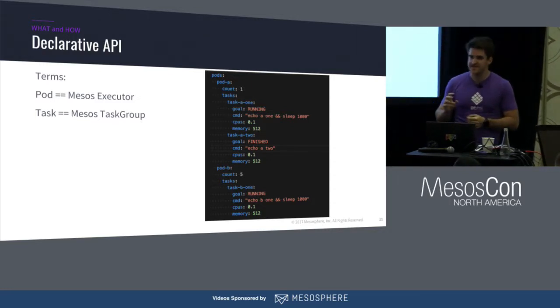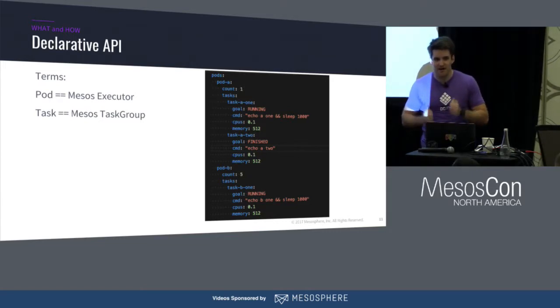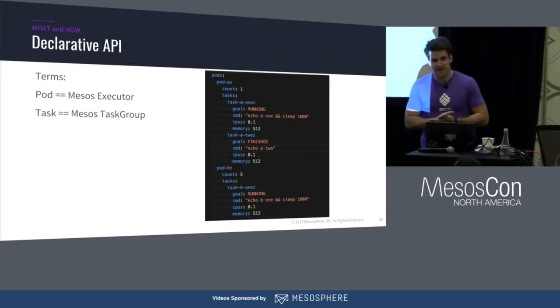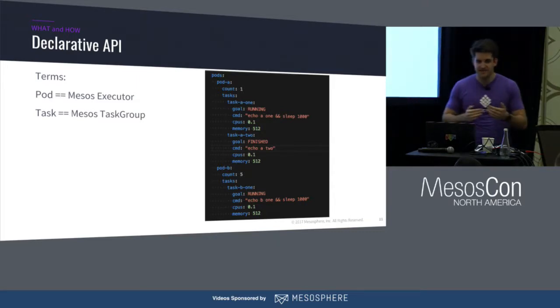So there are two possible goal states: running and finished. Running means always make sure I am on. If I fail, bring me back. Finished means keep trying until I succeed and then stop. Do not bring me back. Now there's a series of different interactions.